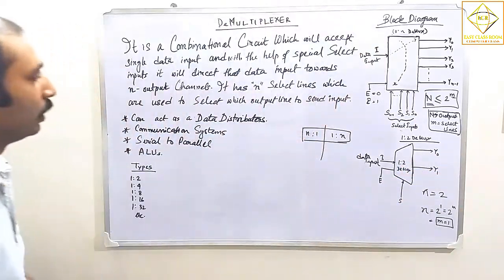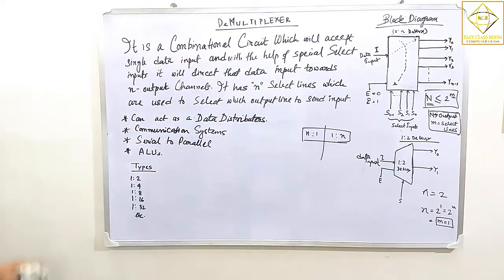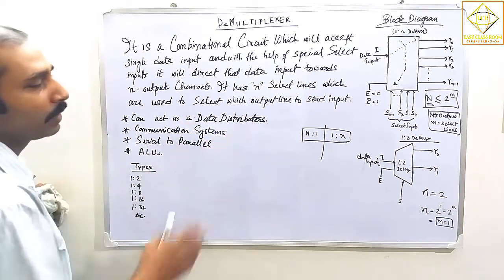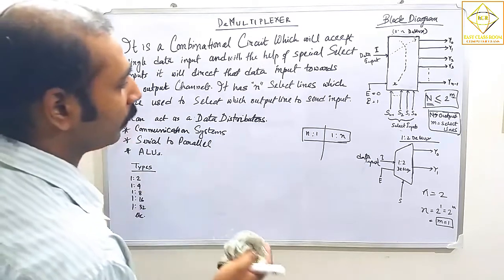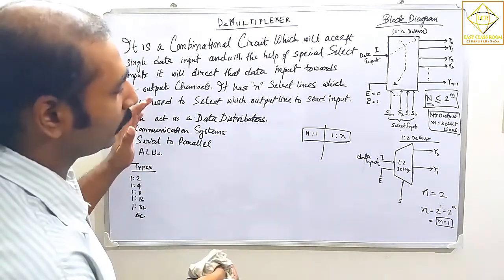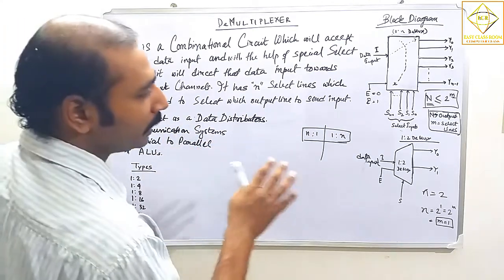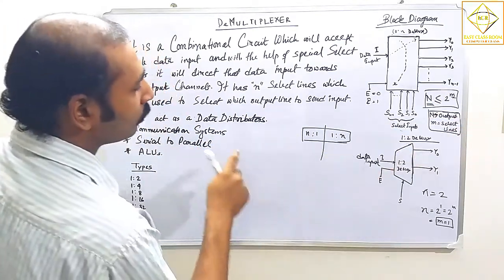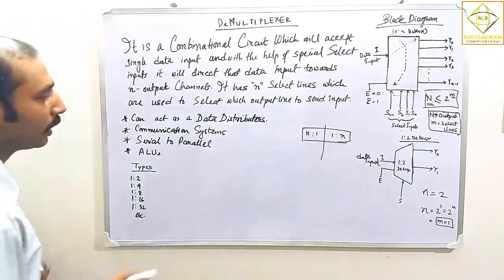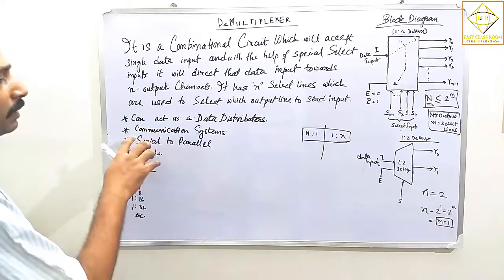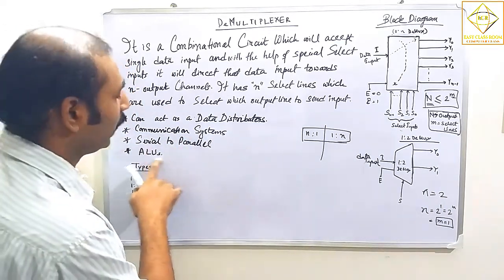Okay. So now what are the things where these can be used? It can act as a data distributor. As we have already seen, the multiplexer combines all data, but here it doesn't combine, it distributes. So it can act as a data distributor. It is used the same as the multiplexer in communication systems, in serial to parallel conversion, and in ALUs.